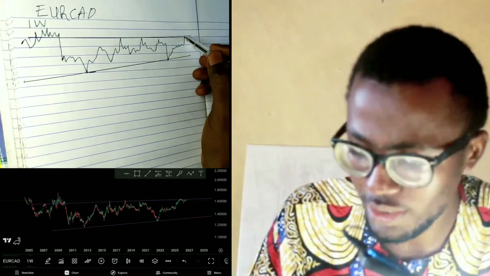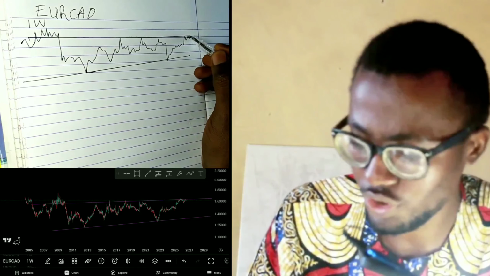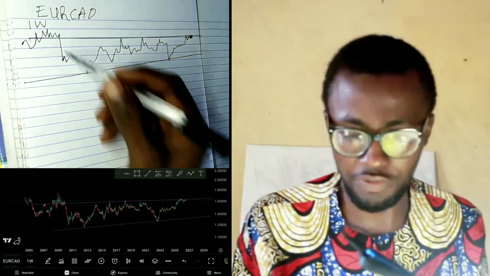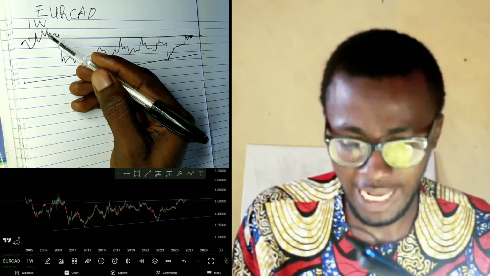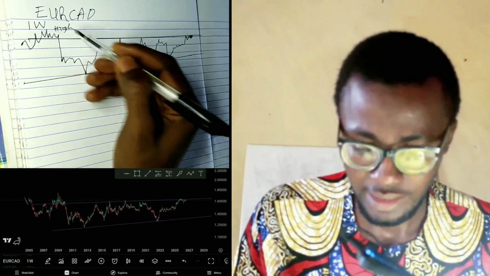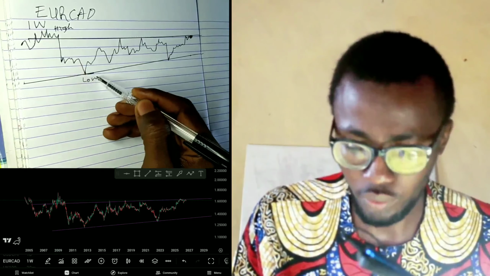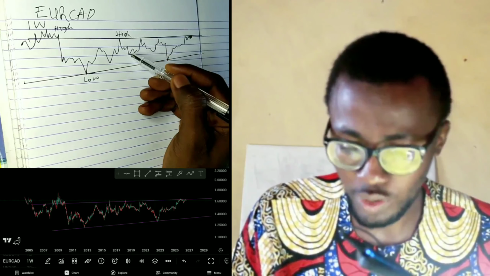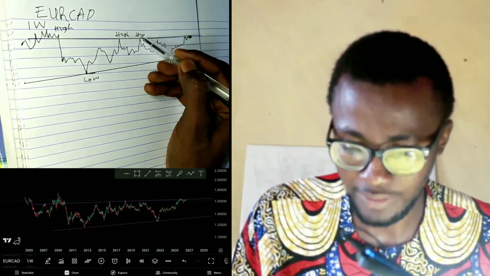So it's currently here, just ranging here. If you notice what happened, it came from the high. So this is the high, this is the high. It went down to what? The low. Went back up to the high. Behave as if it was going down, reverse back to the high.